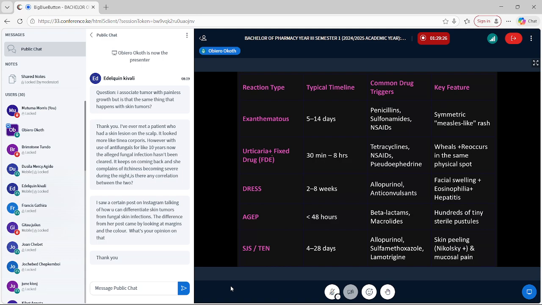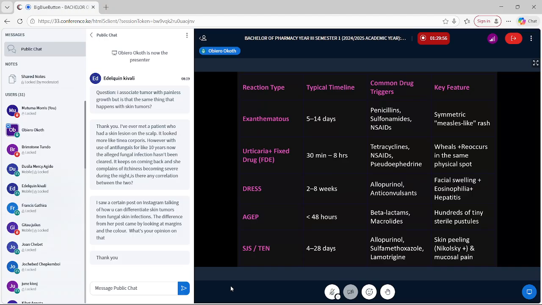Then you have urticaria, in the acute setting. Again, tetracycline, NSAIDs, pseudoephedrine, and even things like penicillin, in the acute setting. Then there are patients who get the lesion at the same spot every time they take the drug. The same spot gets involved. That's normally what's called a fixed drug eruption.